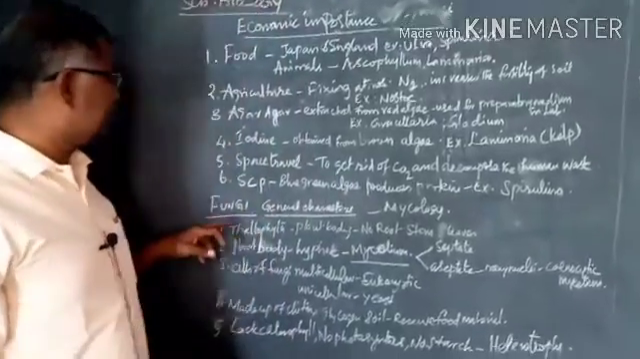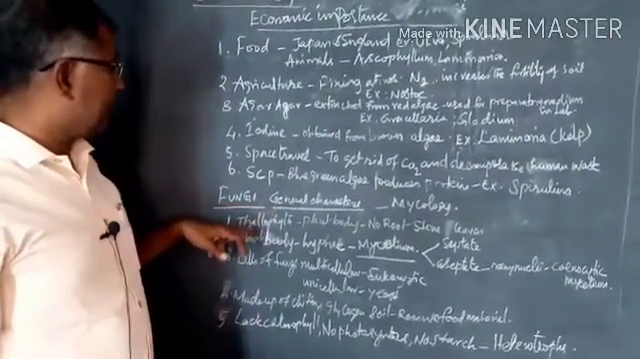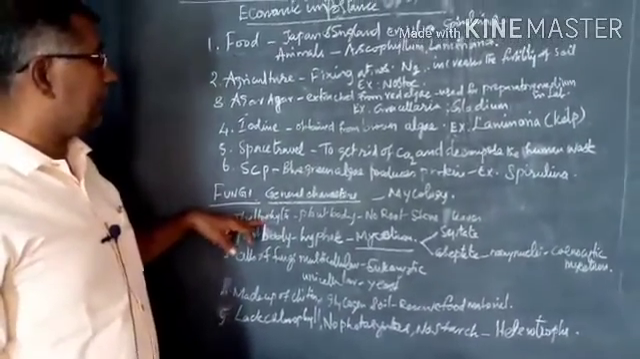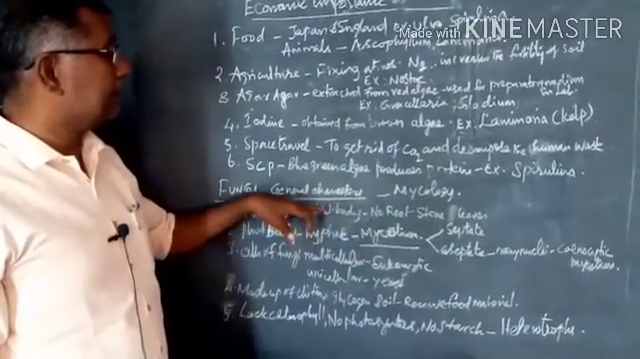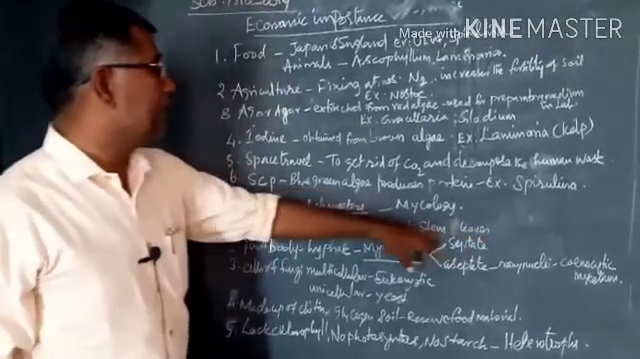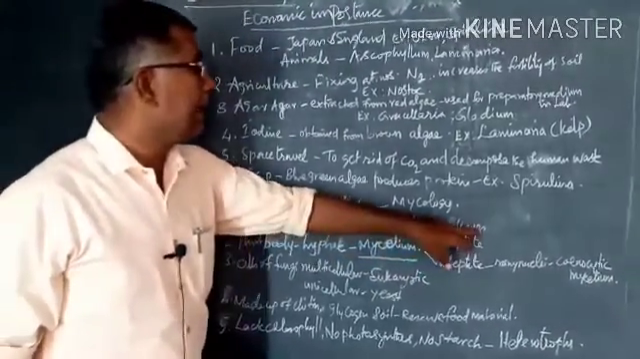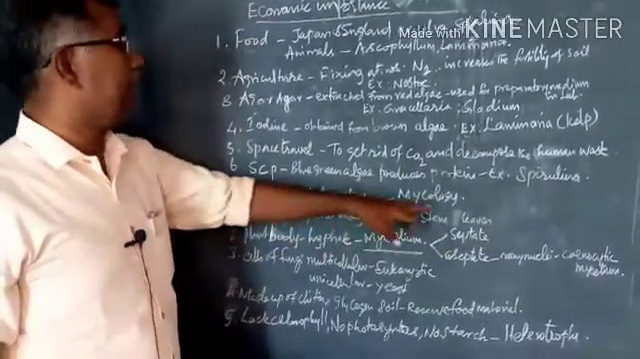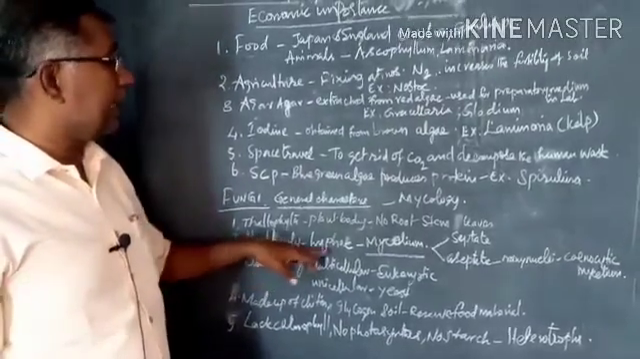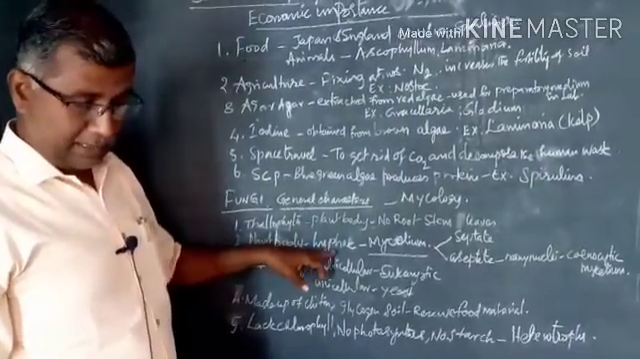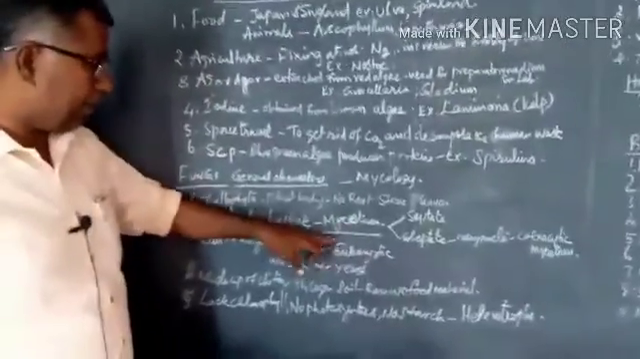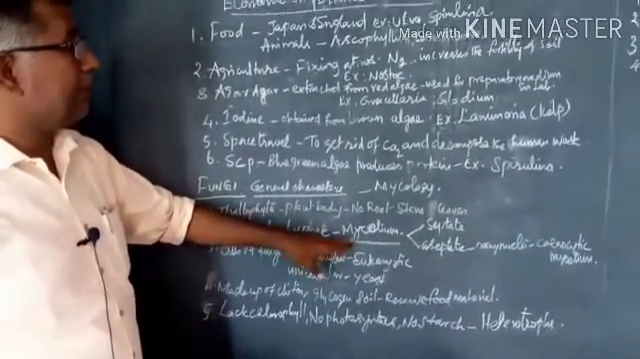Understand? Next one is fungi. Fungi belong to the Thallophyta. The plant body is called thallus, that is, there is no root, no stem, no leaves. The study of fungi is called mycology. The plant body is called hyphae. Several hyphae arranged in the form of a network are called mycelium.